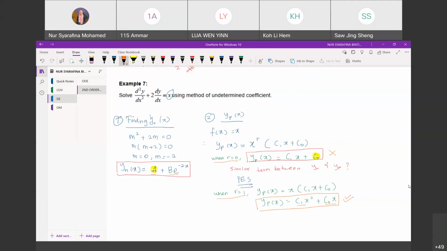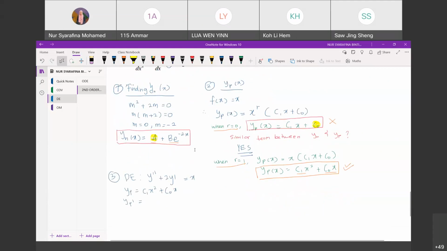Okay, now you have your YP. Then your third step is to match with the DE. The differential equation is given: y double prime plus 2y prime equals x. YP equals c1x squared plus c0x. Then you need to match with the differential equation, so you should have YP prime and YP double prime. YP prime is 2c1x plus c0. YP double prime is 2c1.